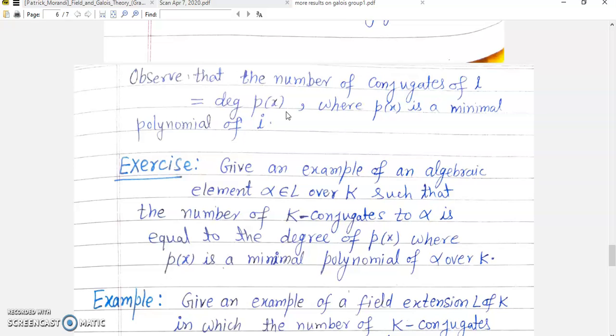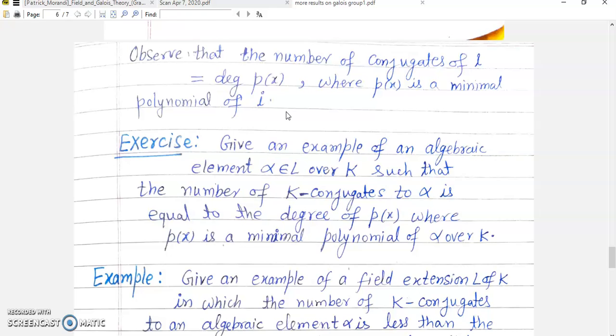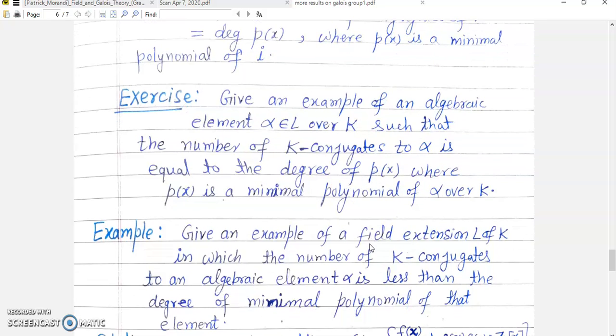Try to find some field extensions where the number of conjugates of an algebraic element alpha is exactly equal to the degree of p(x), and also find where the number of conjugates of algebraic elements is less than the degree of its minimal polynomial.